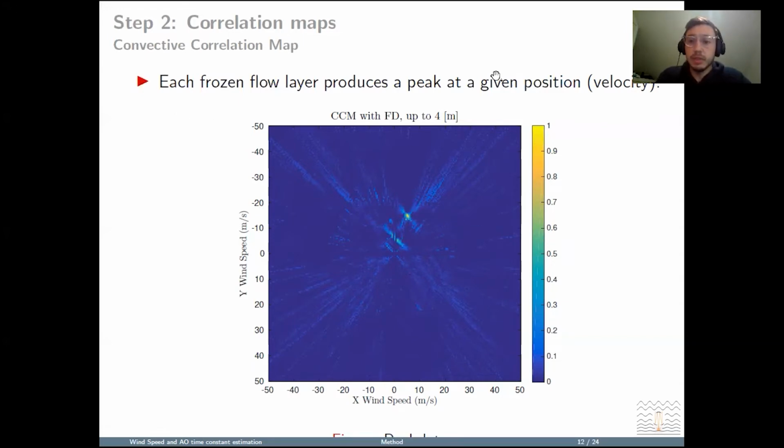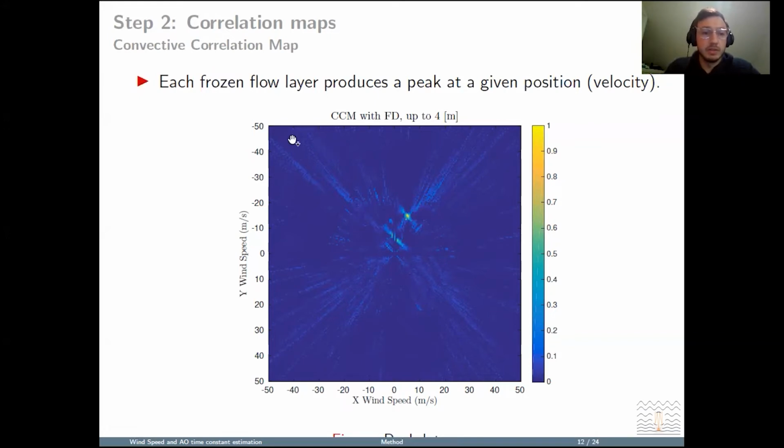So if we have several layers, each frozen flow layer produces a peak at a given position, which is the velocity. So if we have several layers, we will have several peaks in only one map. So we only have to analyze one map in order to compute the wind speed.